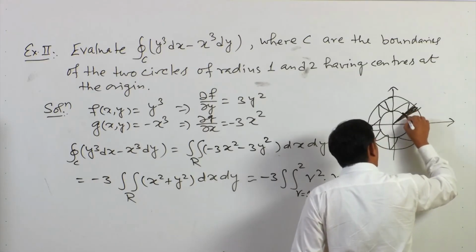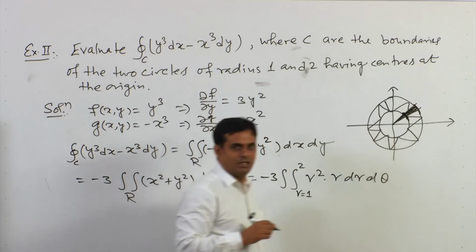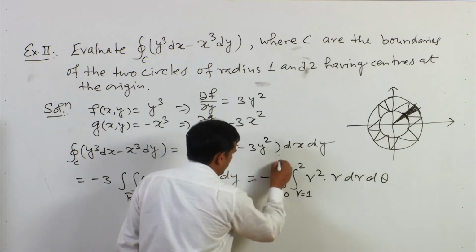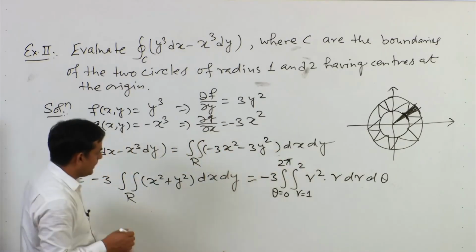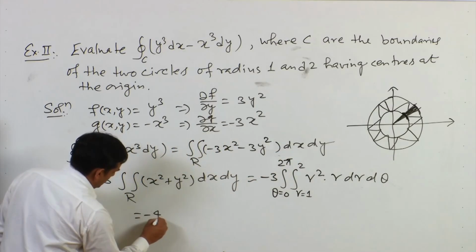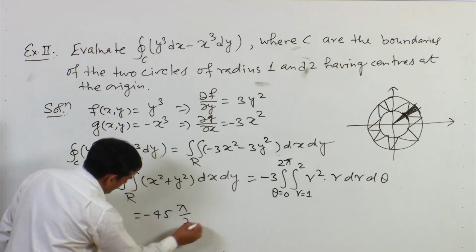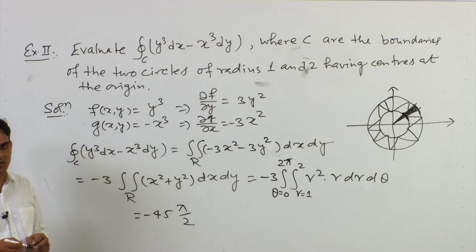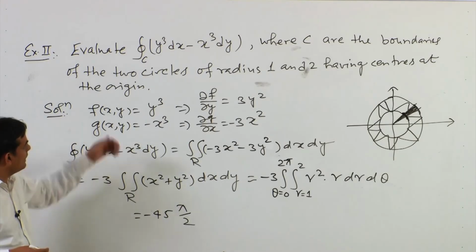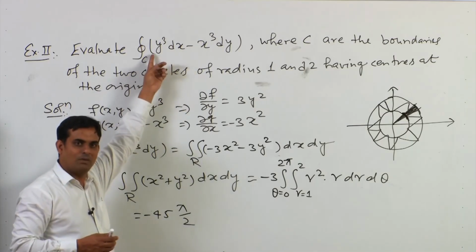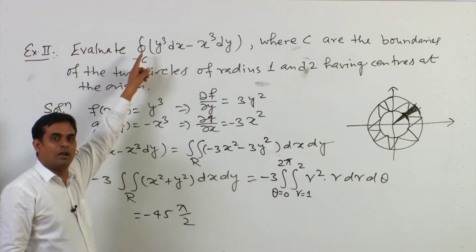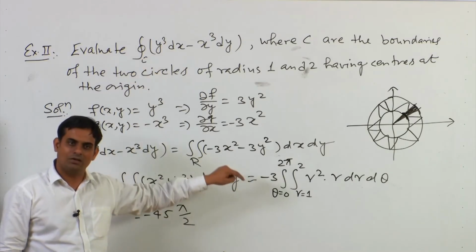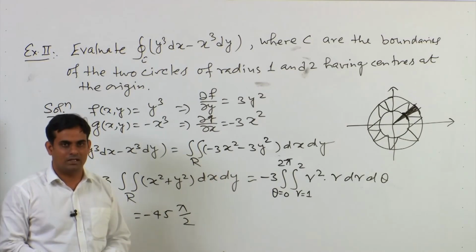So, start from here and move up to here. So, r equals 1 to 2 and theta will move from 0 to 2 pi. After simplifying this, I will get the value of this double integral as minus 45 times pi upon 2. So, in this way we can solve a problem that is very difficult if I see it in terms of line integral only, but using Green's theorem I can solve it in a very simple manner.